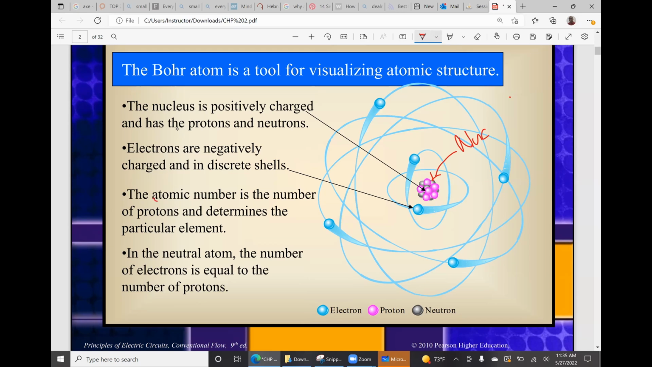The atomic number is the number of protons, and it also determines the particular element, right? So each element has a certain number of protons. In the neutral atom, the number of electrons is equal to the number of protons. Okay, that's the neutral atom.